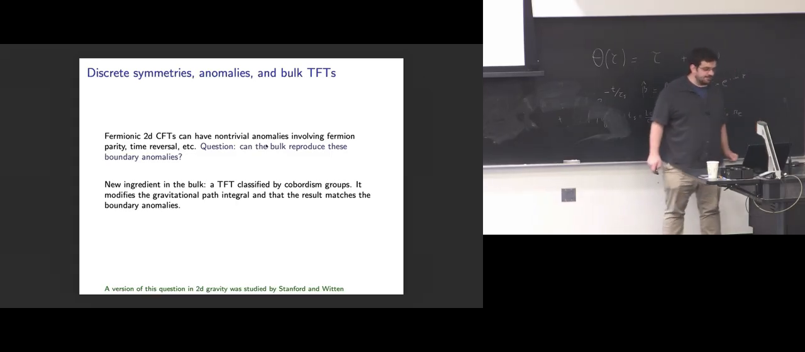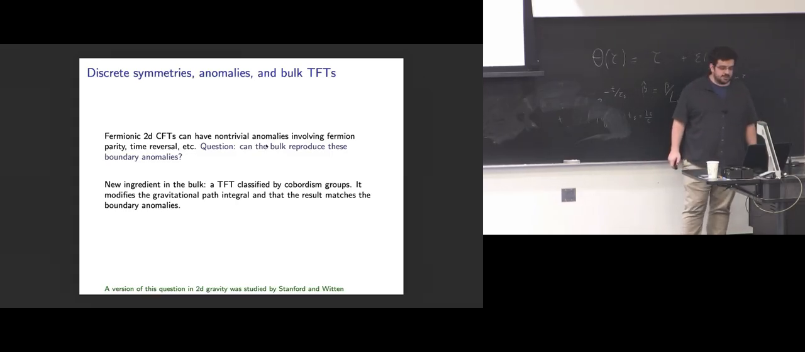Well, okay, like I just said, fermionic 2D CFTs have non-trivial anomalies. They involve sometimes fermion parity, time reversal, etc., depending on the case. So what do we have to do in the bulk to reproduce these boundary anomalies, or what are the ensembles of fermionic CFTs when these anomalies are present?